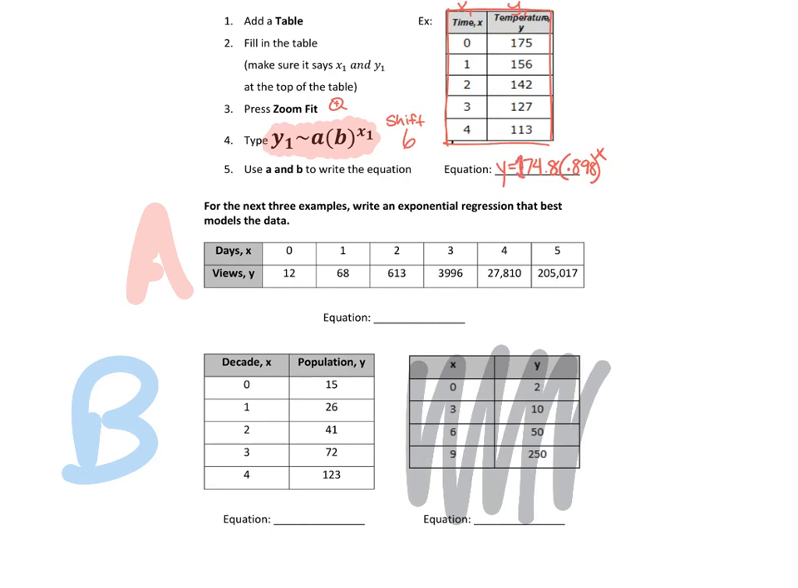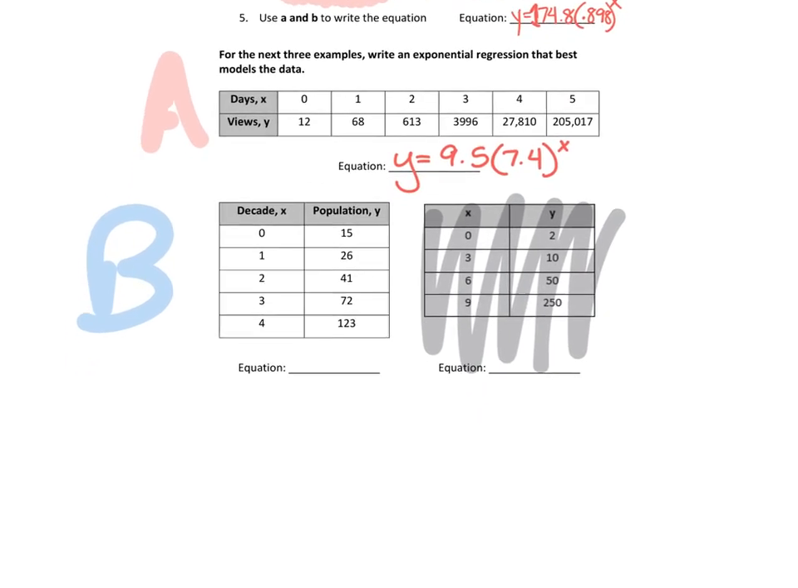So here we go. Person A, you should have put in your table and done the regression to get that y should have been equal to, and I might have rounded differently than you, so give yourself grace on the rounding. 9.5, open parentheses, 7.4, close parentheses, raised to the x. How'd we do? That's what I got. I put 9.52. That's what I'm saying, the rounding could be different. That's fine.